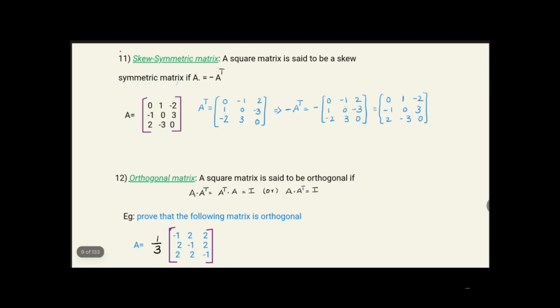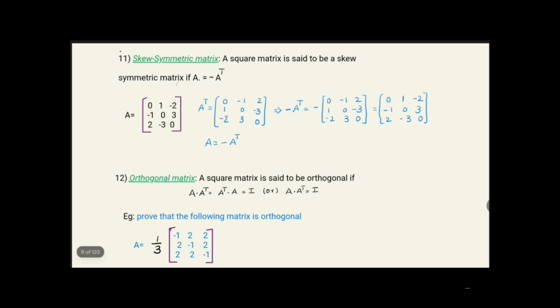Now compare it with the given matrix A. The first row of the given matrix A is 0, 1, minus 2. Here also it is 0, 1, minus 2. Second row minus 1, 0, 3. Here it is also minus 1, 0, 3. And the last row is 2, minus 3, 0. Here it is also 2, minus 3, 0. So we can say that A is equal to minus A transpose.